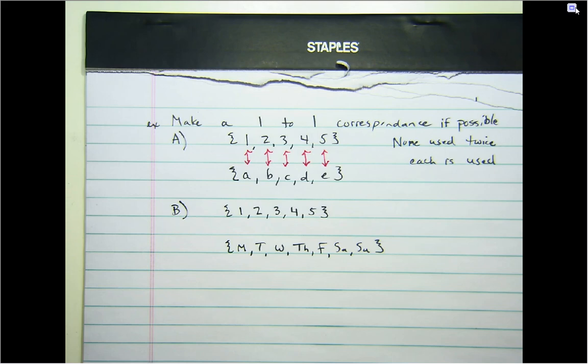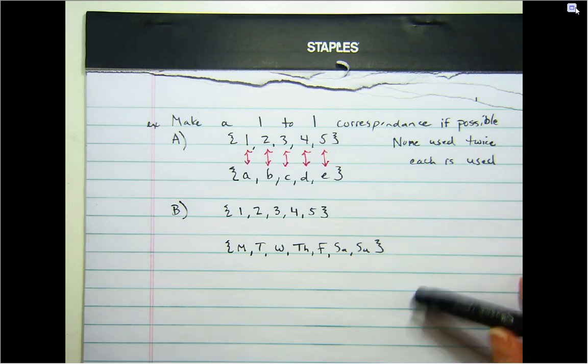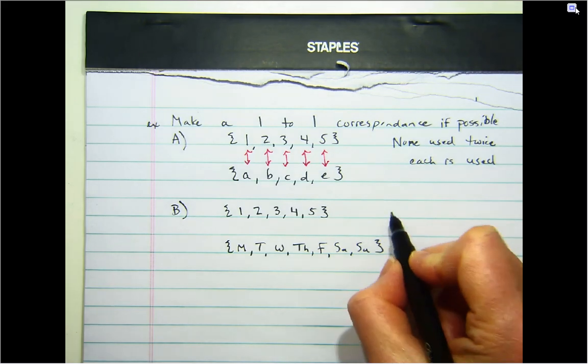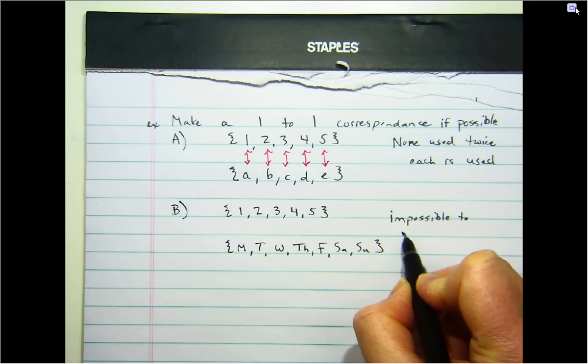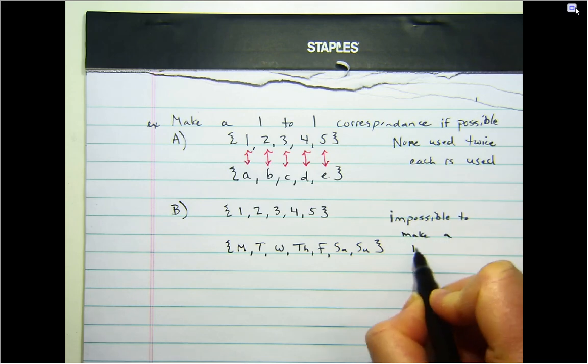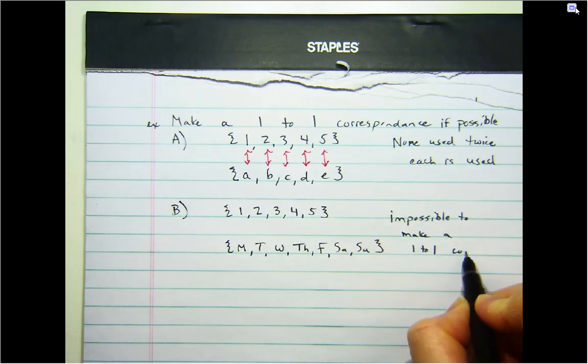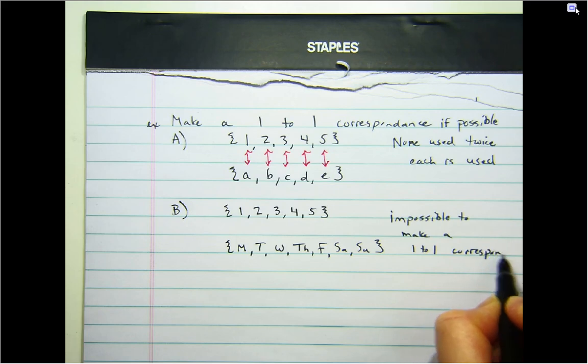So in the example A, we were able to have one element in the first set to go exactly with one element in the second set. But in B, we cannot. There's not a one-to-one correspondence there because there's more elements in the second set than there are in the first set. So it's impossible to make a one-to-one correspondence or a one-to-one pairing.